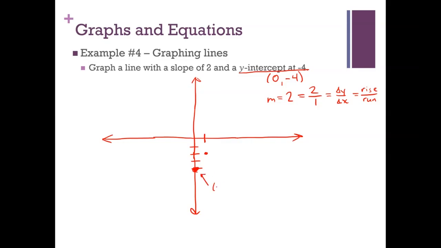So let's actually give a location to that point. If that y-intercept is at (0, -4), where is this point if we got there by going right 1 and up 2? (1, -2). So we increase the x value by 1, so we have to increase the y value by 2. Now I should be able to graph this whole line. I have 2 points, that's enough.